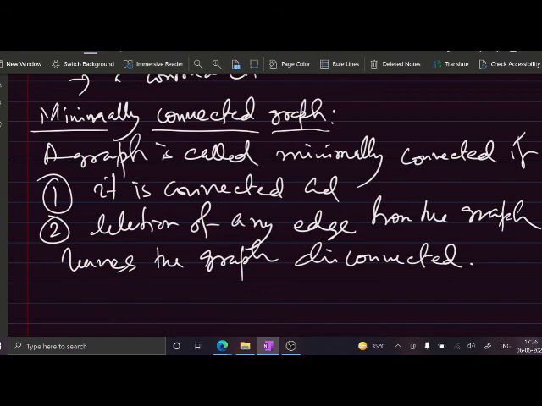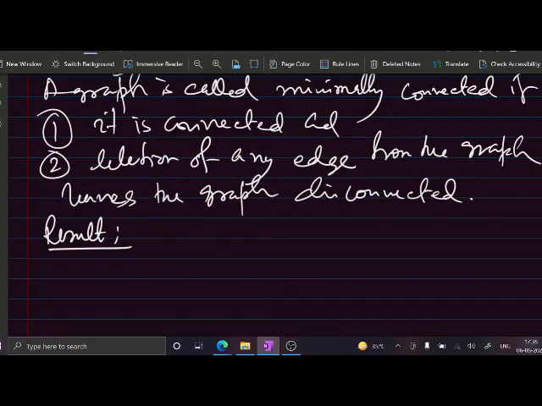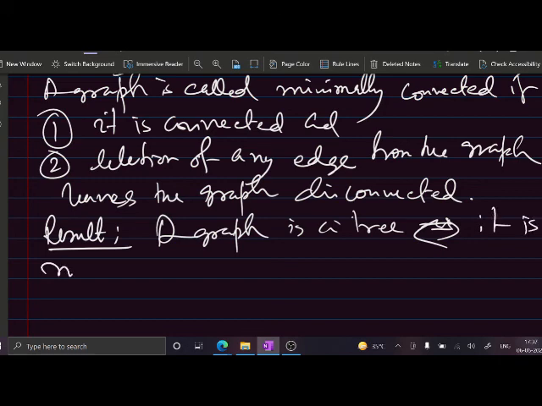And you can have this result that a graph is a tree. So there is a relationship between these two concepts, that of a tree and of minimally connected graphs. A graph is a tree, so it is evident to you that it is minimally connected. A graph is a tree if and only if it is minimally connected.